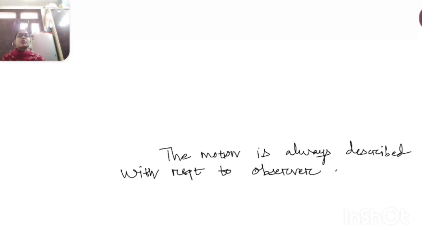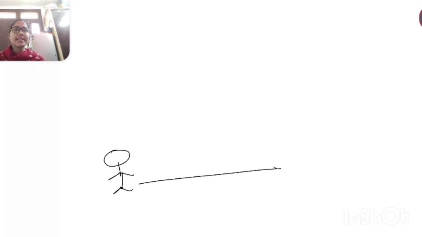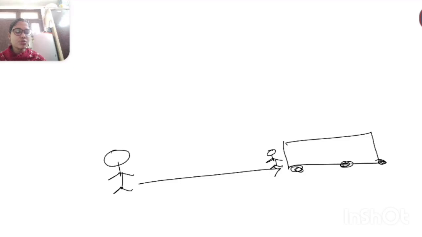Suppose I'm going to give one example. Suppose you are standing here. You will see that a bus is moving. A bus is moving. Inside the bus there are so many passengers.